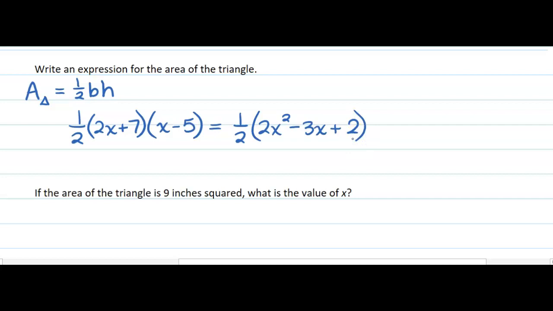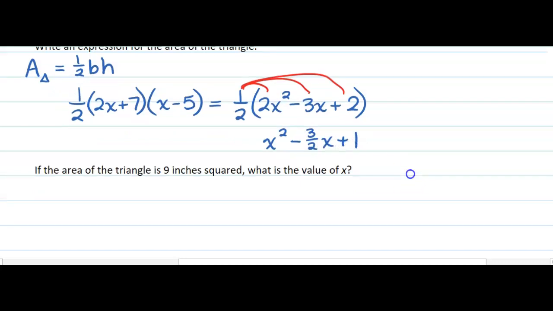But since it's the area of a triangle, remember we don't want any fractions that haven't been multiplied or reduced. So we're going to distribute this 1/2 throughout the parentheses. We end up with x squared minus 3/2 x plus 1.